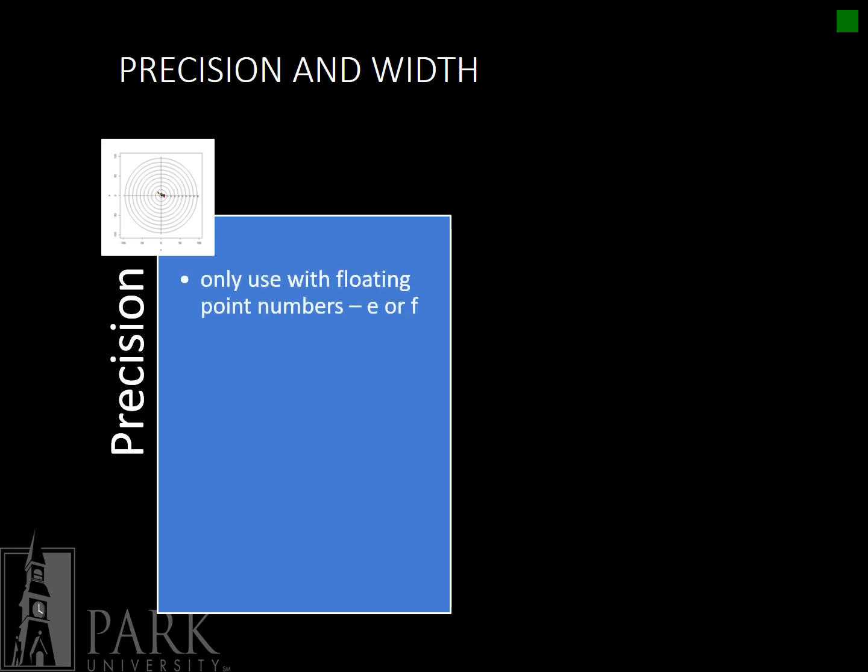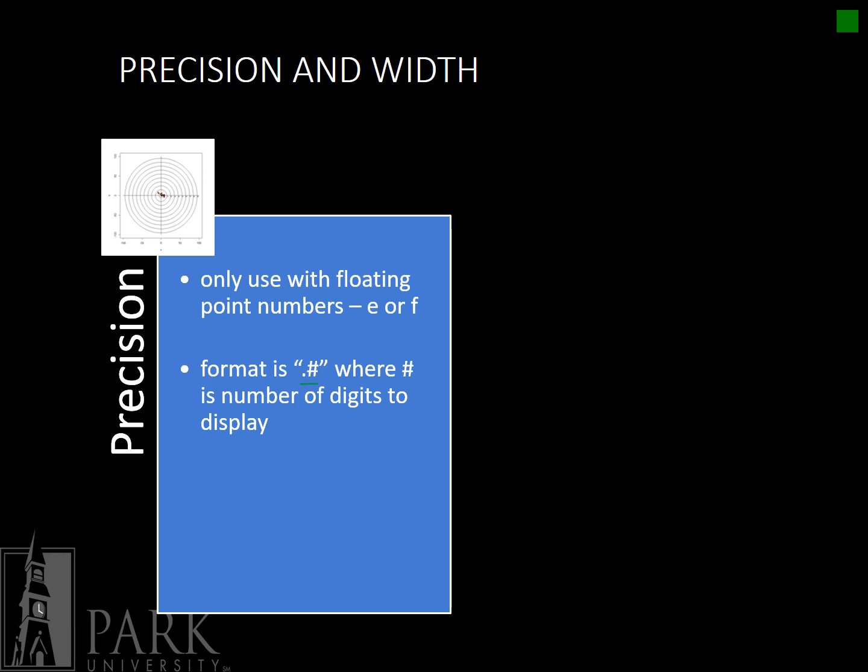So speaking of that, let's talk about precision. It only applies to floating point numbers, i.e. it only works in conjunction with the F and E conversion characters. And its syntax consists of a dot, so point, and then the number of digits that are to be printed to the right of the decimal place. So an example would be dot and then a number.